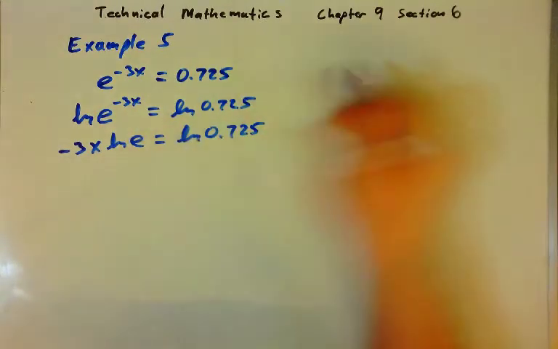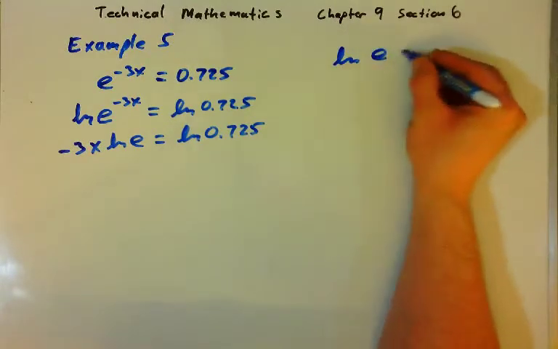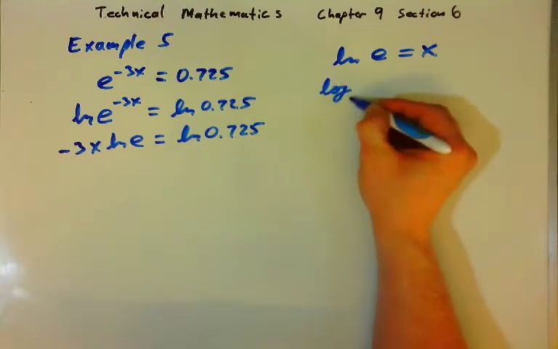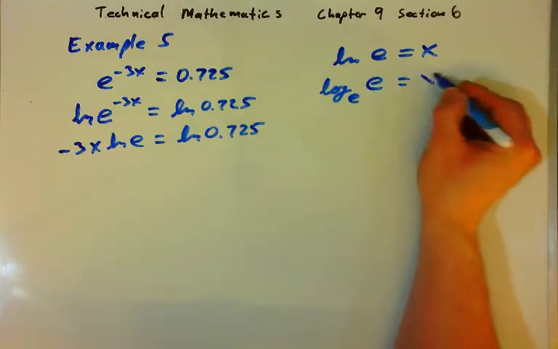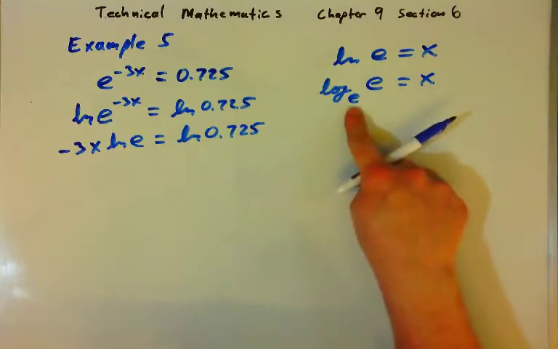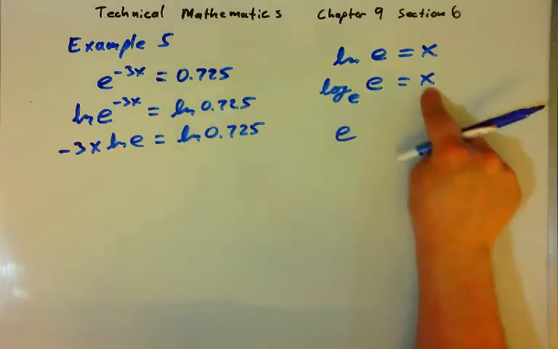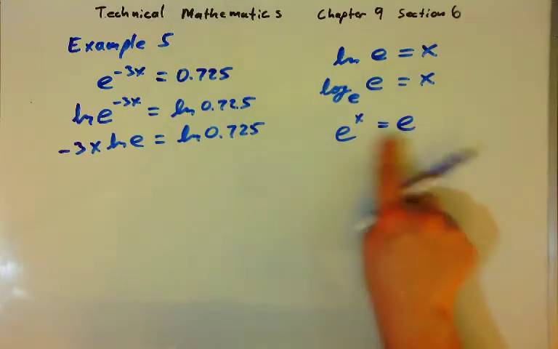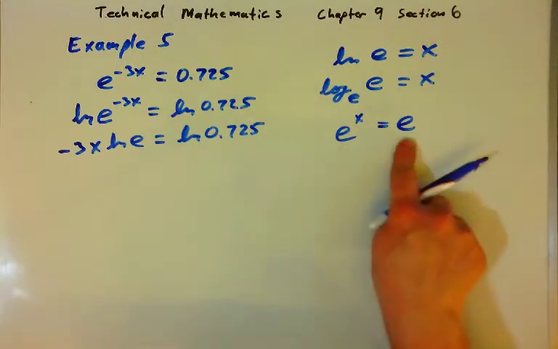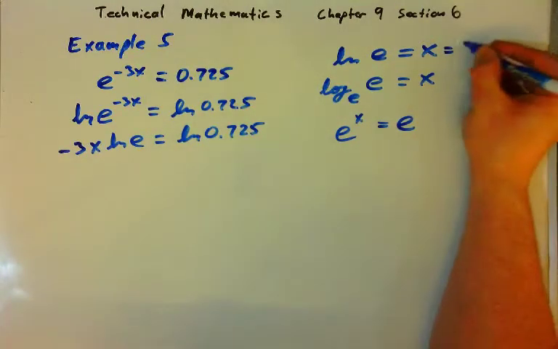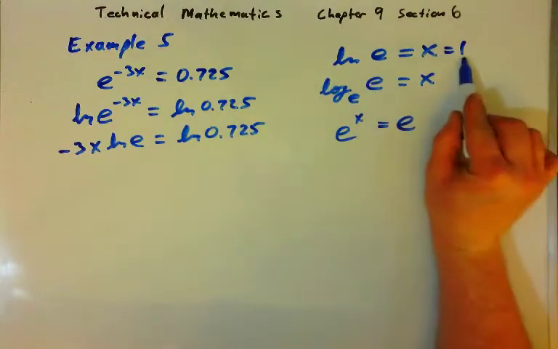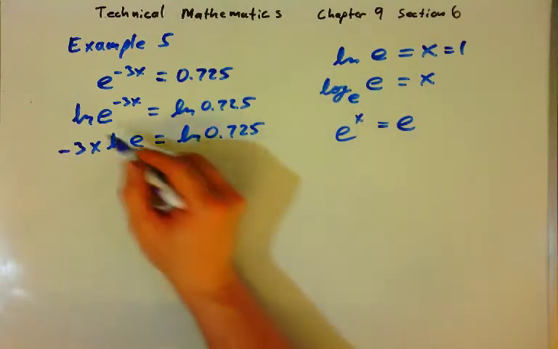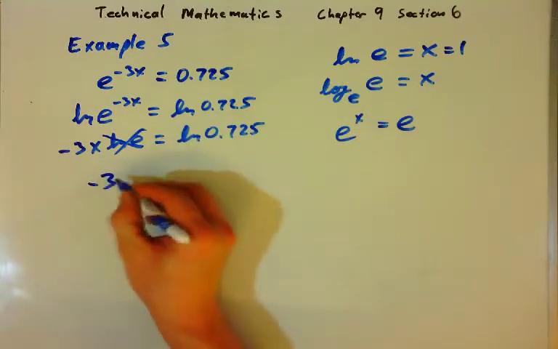And so the natural logarithm of e, remember that the natural logarithm means log base e. So log base e of e is equal to x. You can rewrite this as an exponential. E is the base, x is the exponent, and e is the power, or the answer. And so what power do I raise e to get e? X must be 1. And so the natural logarithm of e is 1. And so the natural logarithm of e cancels because 1 times negative 3x is just negative 3x. That cancels.